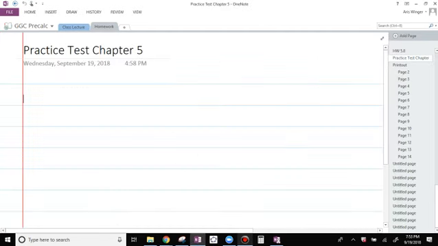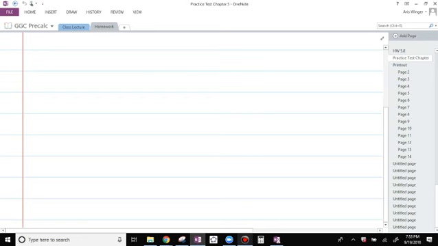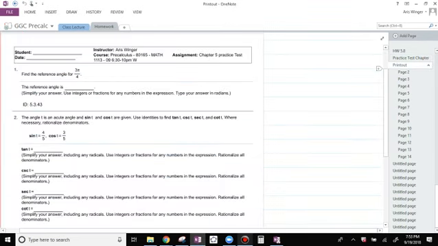Practice test chapter 5. Printout. Here we go. Is that it? Chapter 5 practice test. Again, should be roughly reviews, just all the stuff we've been talking about in chapter 5. I think that's large enough, right? Yeah. Find the reference angle for 3 pi over 4.